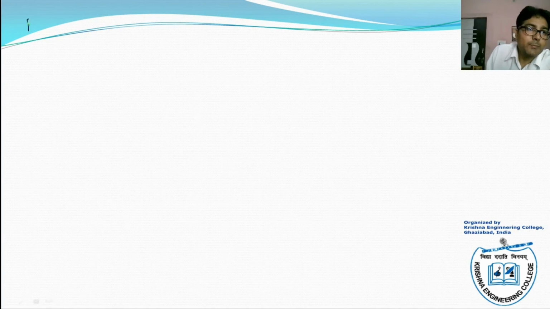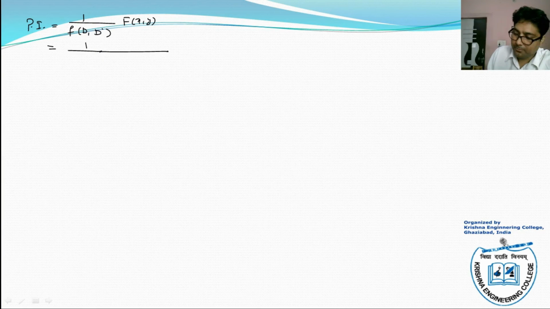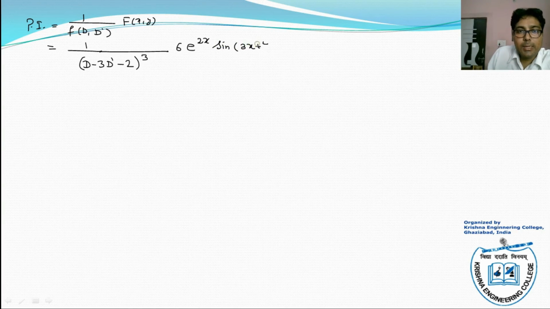The PI is 1 upon f(D, D') into f(x,y). In this problem, f(D, D') is (D minus 3D' minus 2) cubed, into 6 e to the power 2x sin(3x plus y).